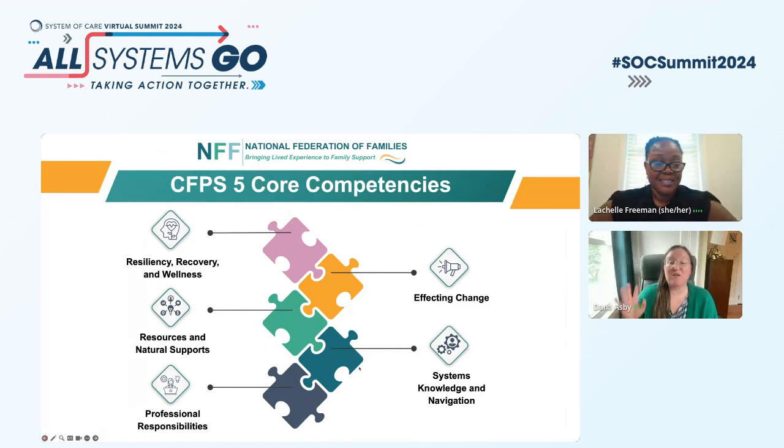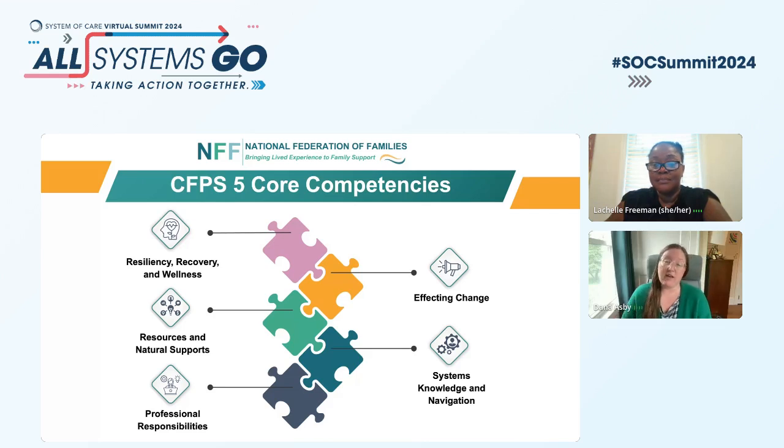So now let's just bring it back to family peer support specialist competencies. So at the National Federation of Families, we have 5 core competencies. So earlier I talked to you about all of the different job tasks and skills that family peers need to be able to offer that support across the lifespan.